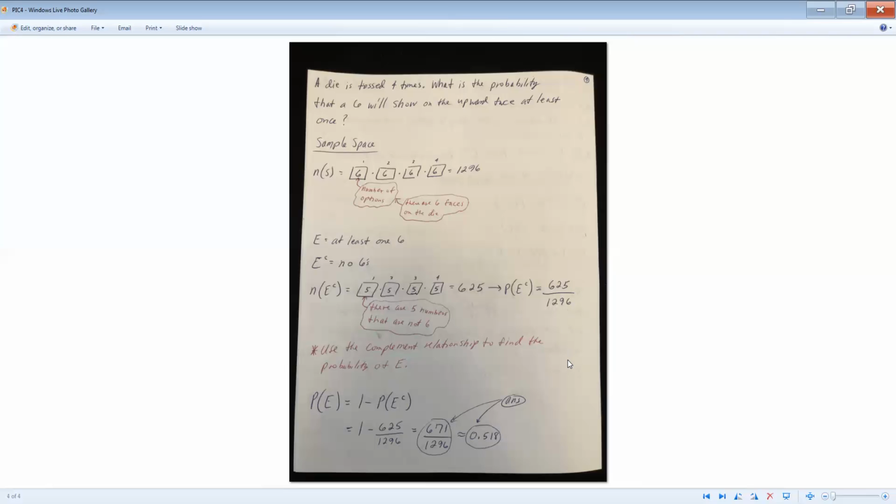So now that I have the probability of the complement, I can use that to find the probability of my event. And I can do 1 minus the probability of the complement. So there's 1 minus 625 over 1296. And this one would be 1296 over 1296. You subtract those, that'll give me 671 over 1296. And then if you were to divide that out, that would be approximately 0.518. So depending on how you want that answer, either one of these would be correct. Let me know if you have any questions.